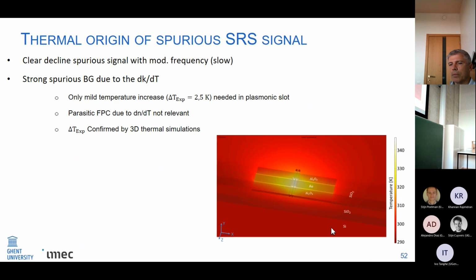And finally, I also did thermal simulations to confirm this thermal modulation that I got from my calculation. So from these simulations, I got a number of about 5 kelvins in the thermal variation inside the plasmonic slot. So I knew, okay, it's quite realistic what I calculated here.